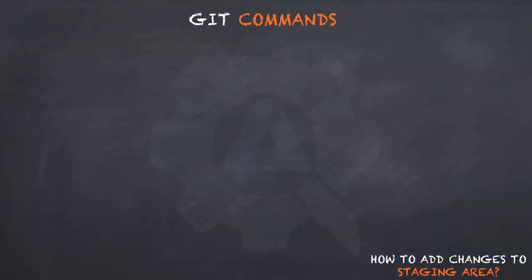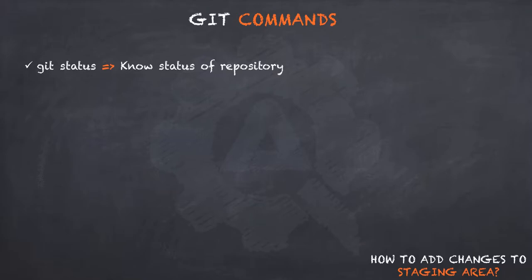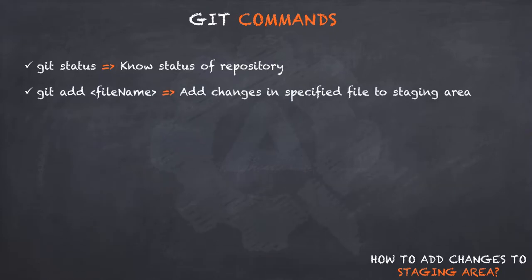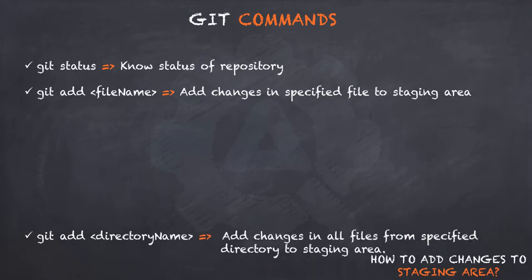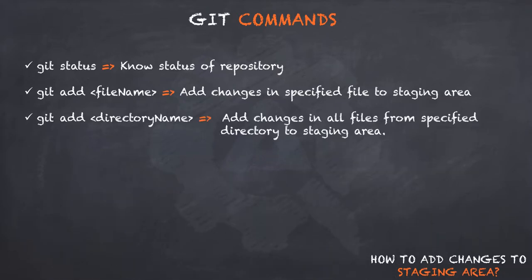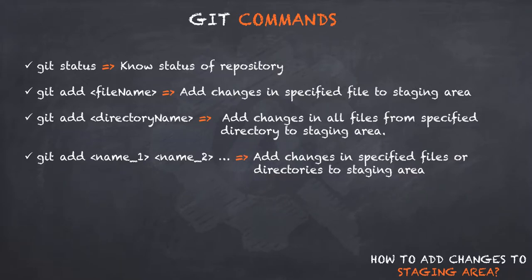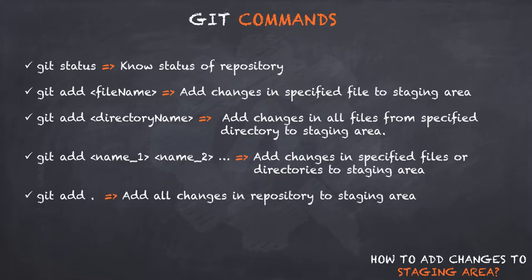Hence, to summarize, we use the command git status to know the status of the repository. And when we use this command in Git Bash, we can see the files or changes which are in the staging area in green color and under the title changes to be committed. And we used various variants of the git add command to add changes of a single file or multiple files and folders to the staging area.